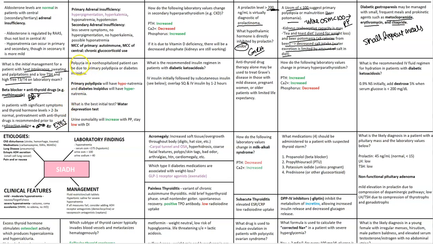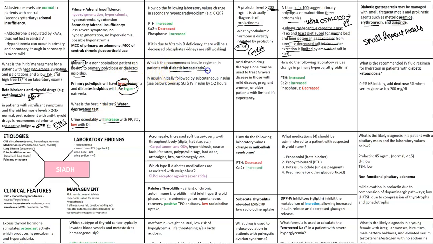Polyuria in a non-hospitalized patient can be due to primary polydipsia or diabetes insipidus. So increased urination can be either due to primary polydipsia or diabetes insipidus. Key here is that primary polydipsia patients will have hyponatremia. So think about it as dilutional. They're drinking a ton of water. Whereas patients with diabetes insipidus can't retain water, so they become hypernatremic. The best initial test is a water deprivation test. Urine osmolality will increase with primary polydipsia, but it will remain low with diabetes insipidus.